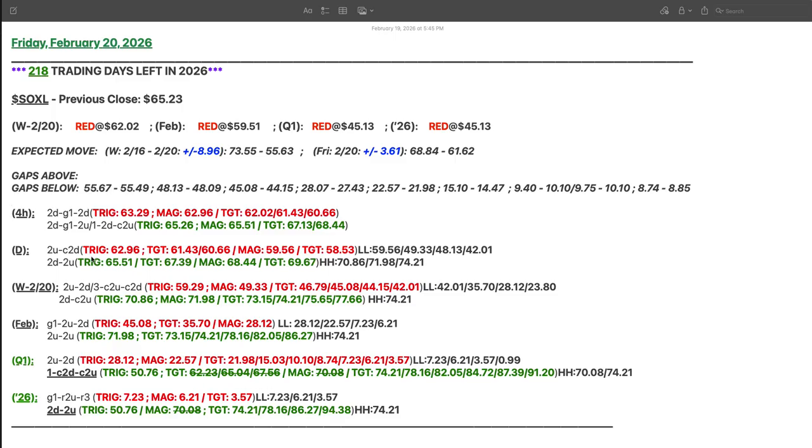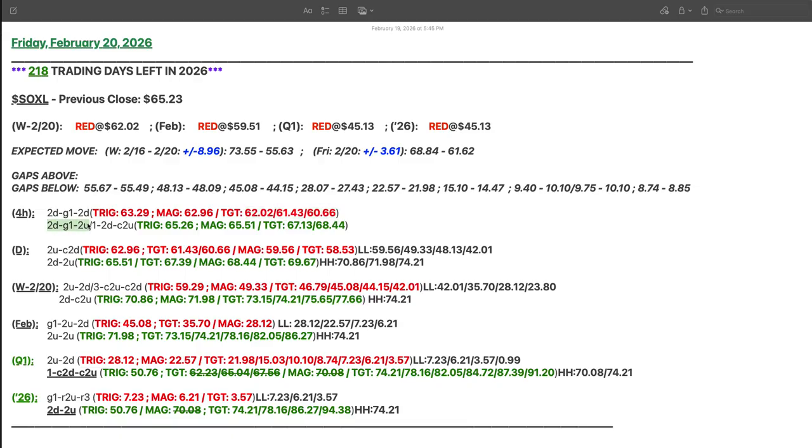We talked about on the 4-hour time frame, if we get that 2-1-2 up, that triggers at 63.29. Why am I saying 2 up? It's 2 down. Obviously, we're talking to the downside. We could get the 2-1-2 down, triggering at 63.29, magnitude being 62.96. So obviously, not a lot of magnitude there. So we've got some extended targets for you here.